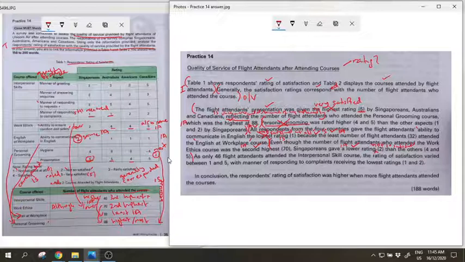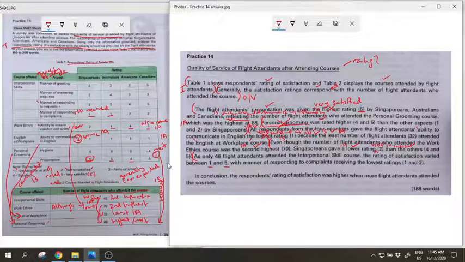If you want, you can put the lower number of flight attendants attended the interpersonal skills course compared to work ethics and personal grooming course, then you get the mark. Then the rating of satisfaction varied between 1 and 5. It's trying to show you the difference for all. But don't say varied between 1 and 5. Again, you'll get 0, nothing.